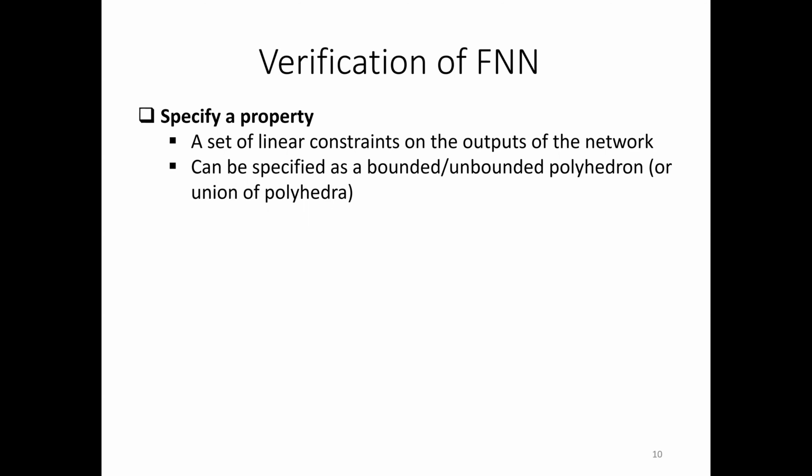Okay. And in NNV, we specifically specify a property for a feedforward neural network as an unsafe region. Okay. The unsafe region is specified by a half-space object, which basically is also a polyhedron. Okay. And it's a set of linear constraints. And that's how NNV specifies the property of a feedforward neural network.